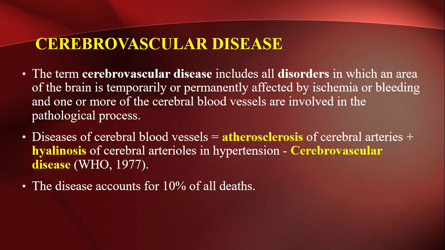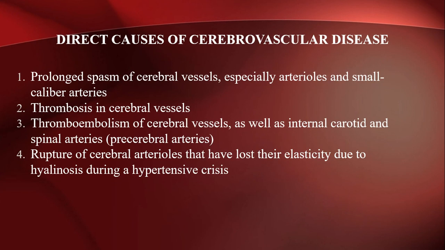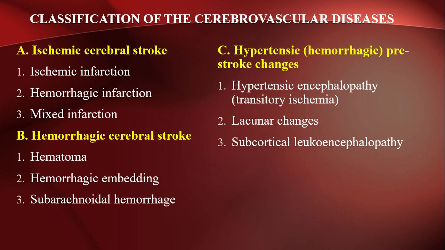The disease accounts for 10% of all deaths. The direct causes of cerebrovascular disease are prolonged spasm of cerebral vessels, especially arterioles and small caliber arteries, thrombosis in cerebral vessels, thromboembolism of cerebral vessels, as well as internal carotid and vertebral arteries, and rupture of cerebral arterioles that have lost their elasticity due to hyalinosis during a hypertensive crisis.